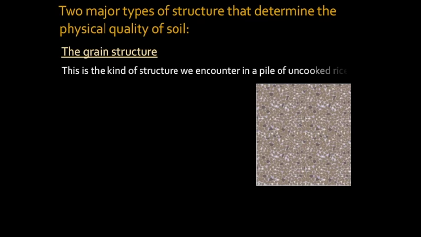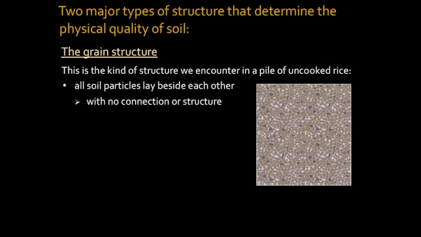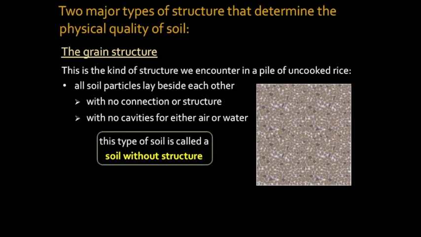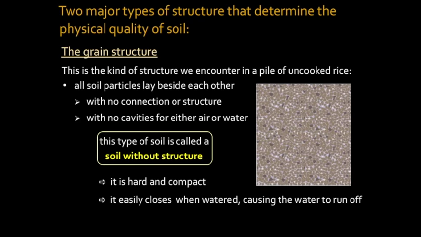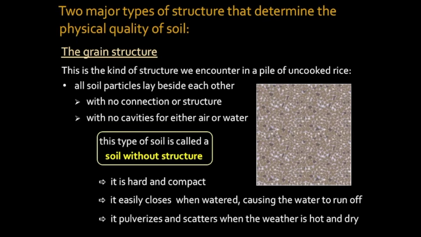The grain structure is the kind of structure we encounter in a pile of uncooked rice. All soil particles lay beside each other with no connection or structure, with no cavities for either air or water. This type of soil is called a soil without structure. It pulverizes and scatters when the weather is hot and dry.